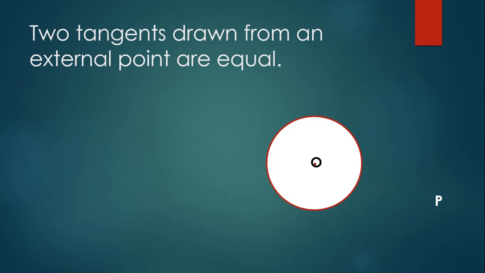Theorem 1. Two tangents drawn from an external point are equal. So what are tangents? A tangent is a line segment that is drawn from an external point, say P, and it touches the circumference of the circle at one point. So over here, A is the point on the circumference and P is the external point. So we have the tangent PA and another tangent PB. The theorem states that if two tangents are drawn from the same external point, then they are equal. So PA is equal to PB.